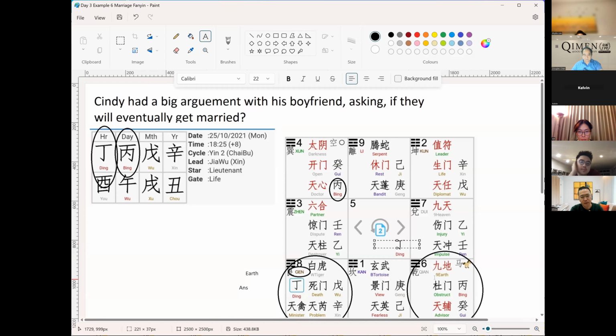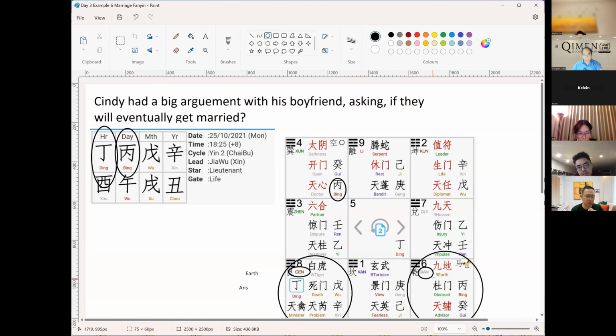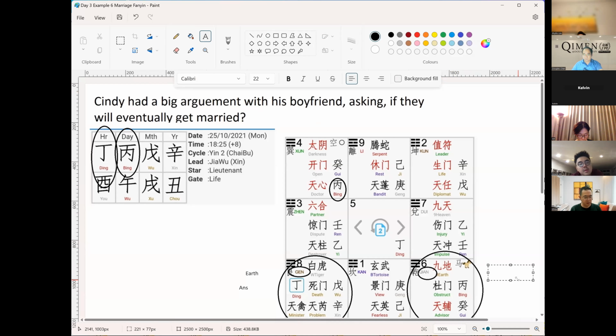And then in box number 6, we ourselves, that means Cindy herself, she is metal. So when the idea of the five element theory, metal and earth come together, what is the relationship? Anybody? Producing. So what produces what? Earth produces metal.